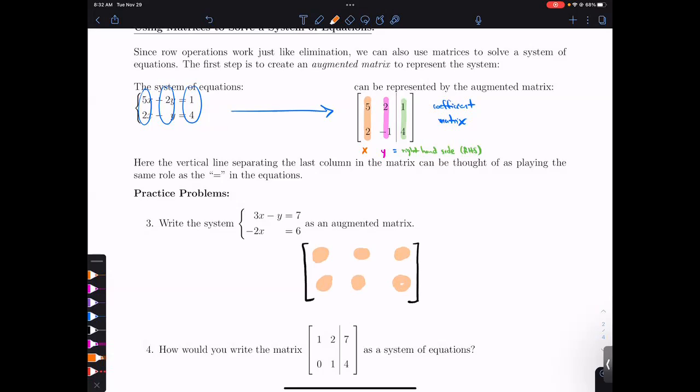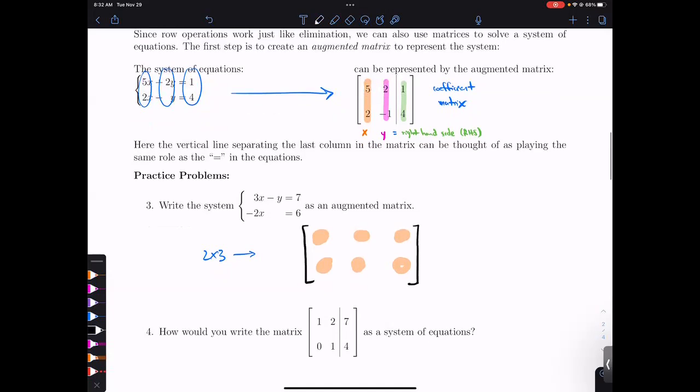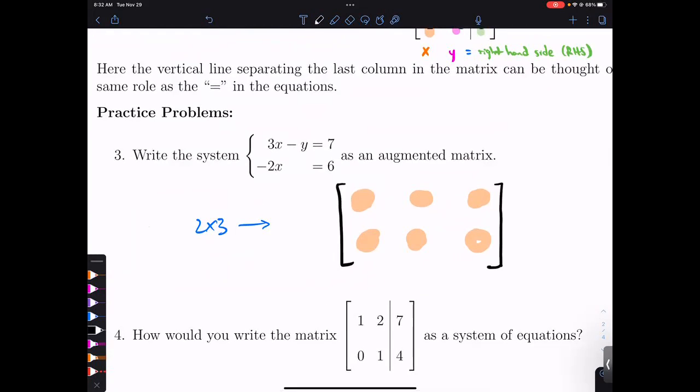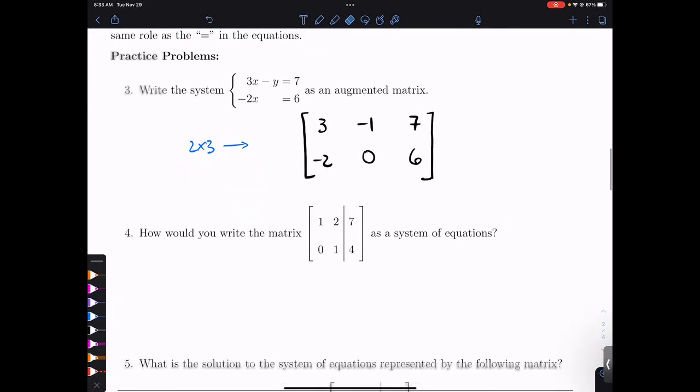And what do the entries look like? Three, -1, 7 is the first row. And the second row would be -2, 0 because there's no Y term, right? So there's 0 Y's in that second equation, and 6. Right? Okay, cool. How would you turn the matrix given there in number 4 back into a system of equations?